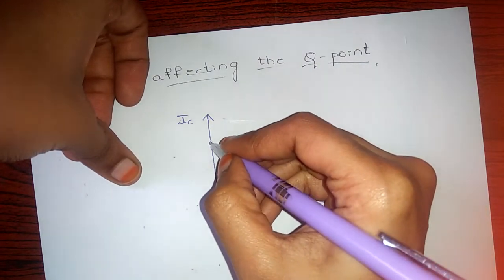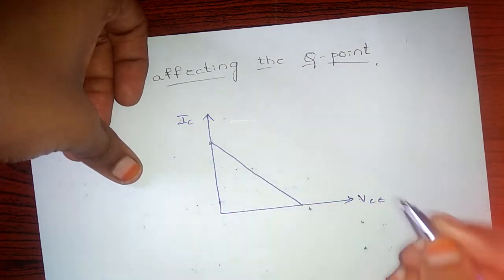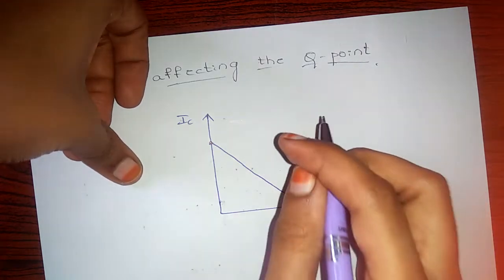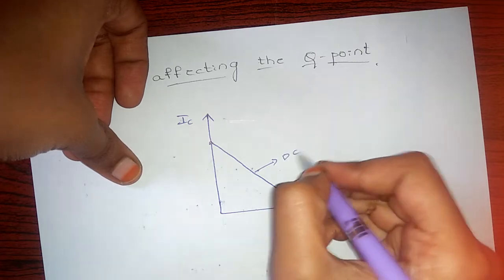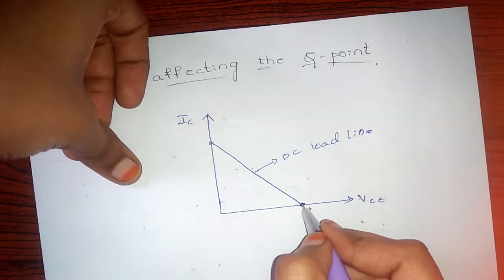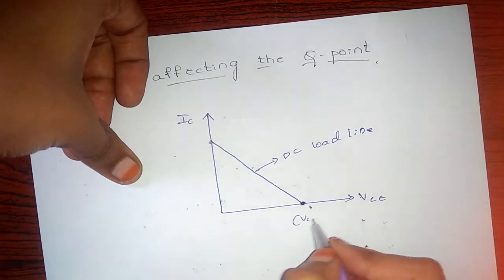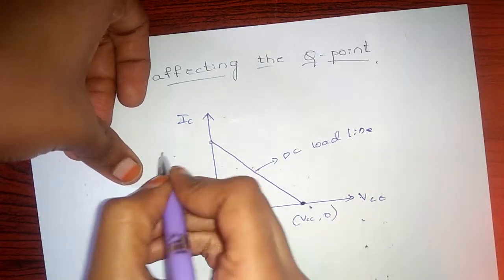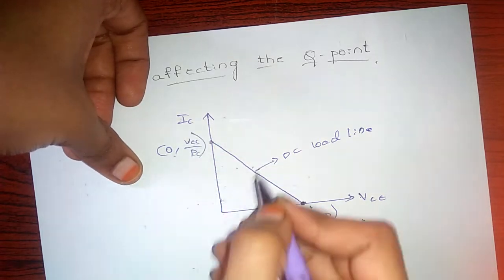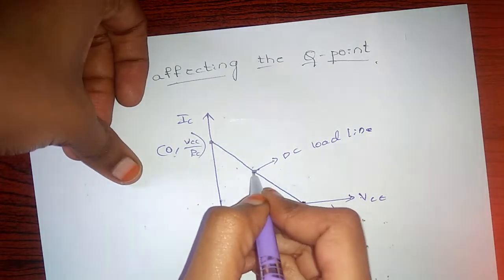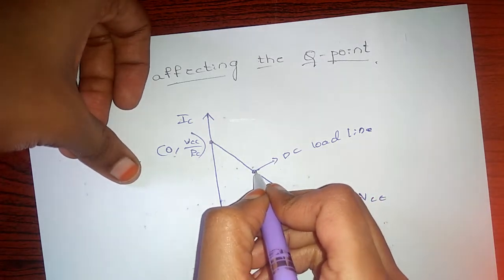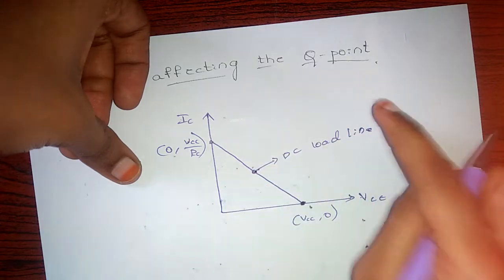The line joining IC and VCE at zero signal voltage is nothing but the DC load line. The points that we obtain are (VCC, 0) and (0, VCC/RC). Let us assume that we have the Q point here, where this Q point is operated in such a way that we get output.